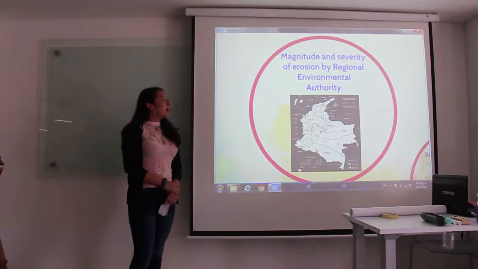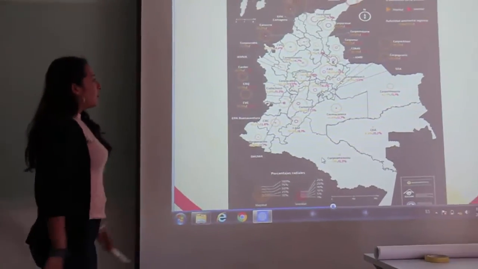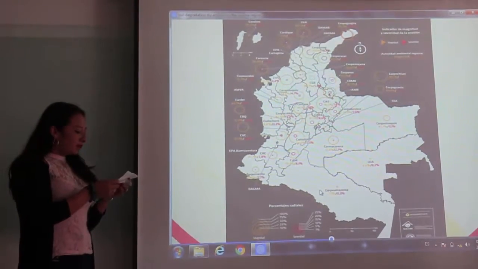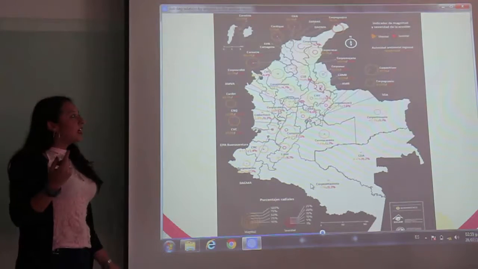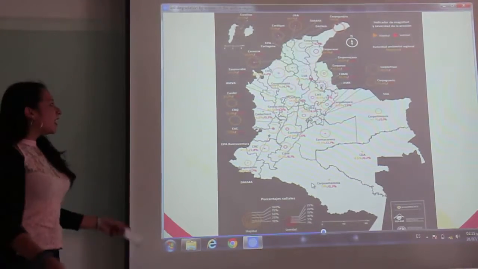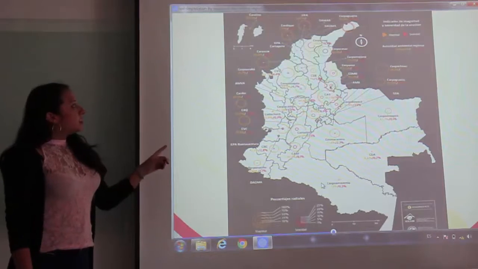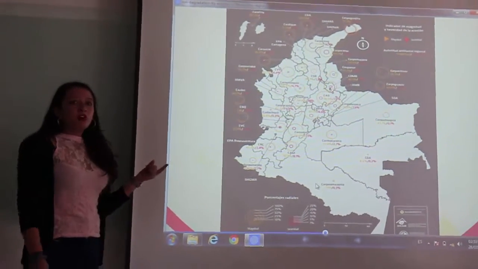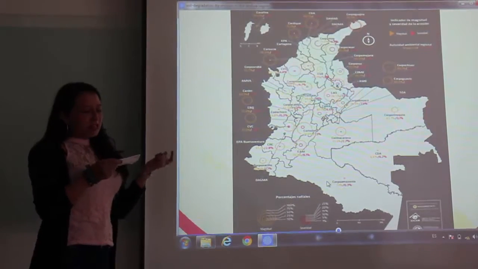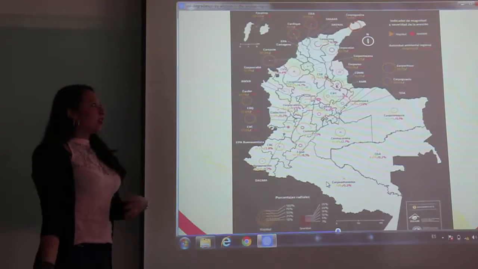Magnitude and severity of erosion by regional environmental authorities. Regional environmental authorities are of vital importance for decision making and the implementation of actions at regional and local level. Here we can observe the percentage in the departments. The department of Santander is the leader in magnitude of erosion in its environmental jurisdiction.